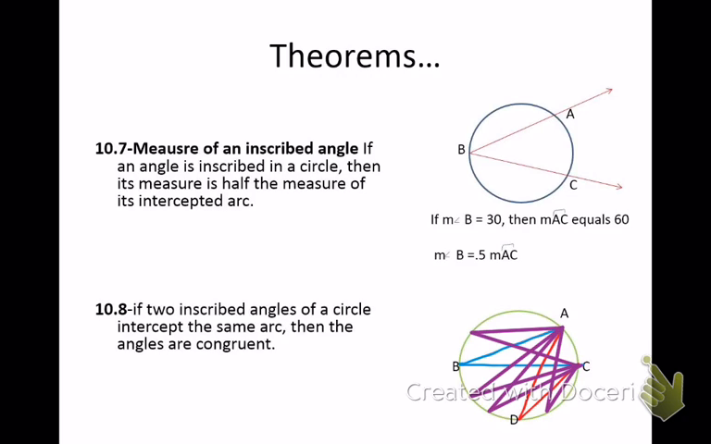Well, if they're all intercepting the exact same arc, that's going to have one measure, then they're all going to be half the same measure, which means that all of these guys are going to have to be congruent. And that's what this theorem says. It says if two inscribed angles of a circle intercept the same arc, then they're going to be congruent. So angle BAD, or angle A, is going to be congruent to angle BCD, or angle C here, because if you trace out the angles, they intercept the exact same arc BD. Okay?